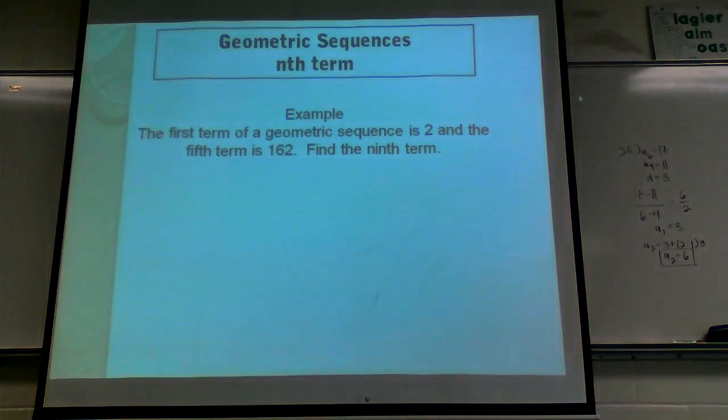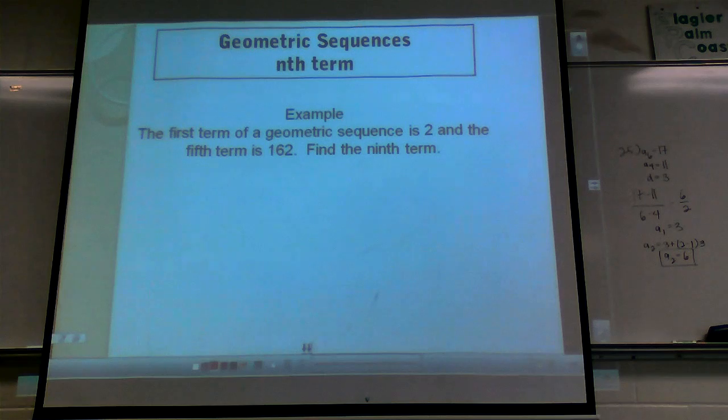To make it a little bit more complex, we'll give it to you this way. Just like with the arithmetic, they're going to give you terms at different points within the sequence. Like in this case, I'm giving you the 5th term and the 1st term. Which means I can't just look from one number to the next to find the common ratio.